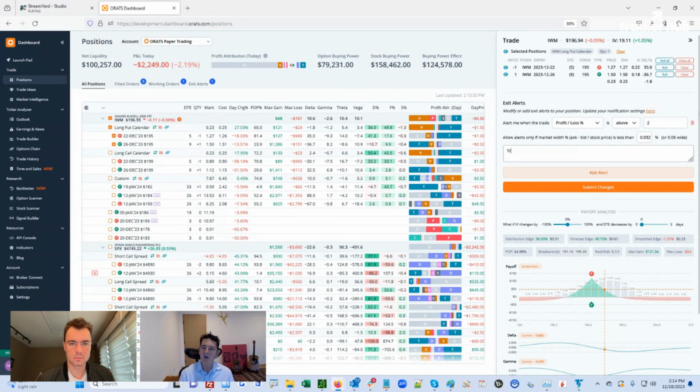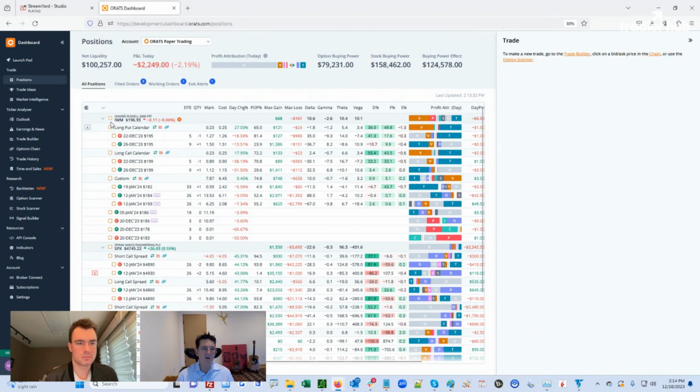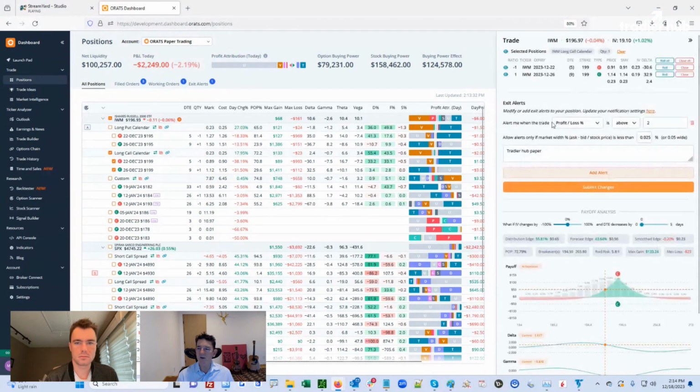And I'll put Tradier Hub, and submit change. I'll put paper trading because I have multiple. So I'll submit that change. So that was for the put. So let's look at the call and do the same thing. Trader Hub, and it kept us in there, so that's kind of nice.